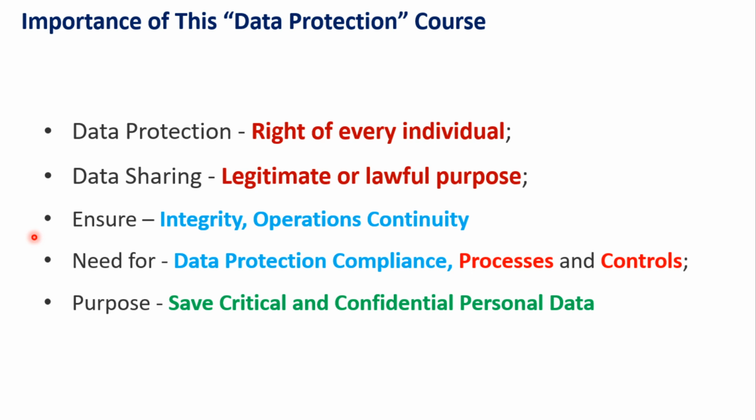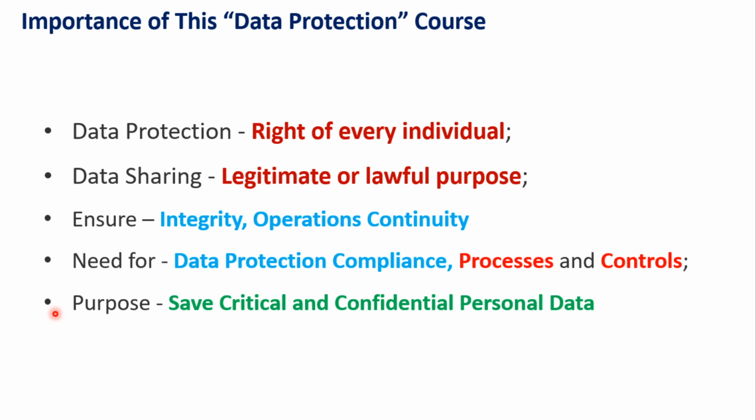Integrity and operations continuity is a critical area when we talk about data protection, because when organizations lose the critical information and data of the customers, they lose their integrity, and there is a possibility that the regulator imposes significant fines and penalties that may disrupt the operations of the organization or institution. Then the need for data protection compliance processes and controls is prescribed by the regulatory authorities, and we will discuss all these elements in detail later in this course. I'm just giving you the overview of why data protection is of great importance these days.